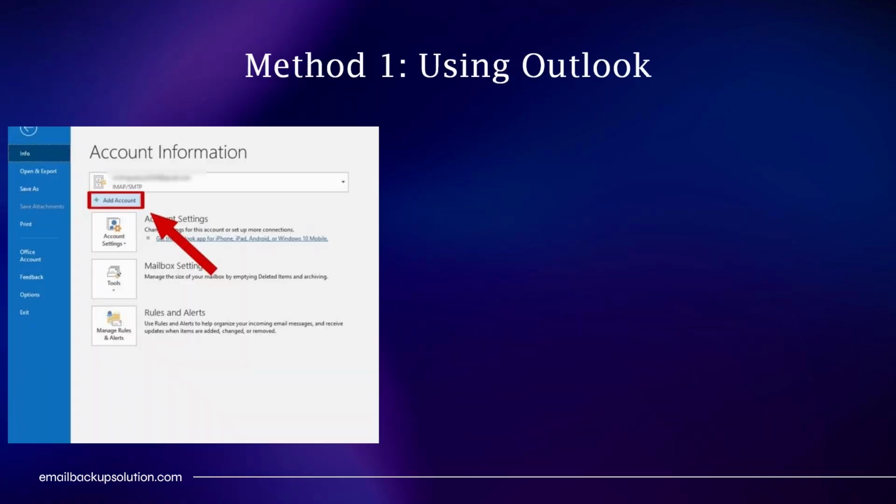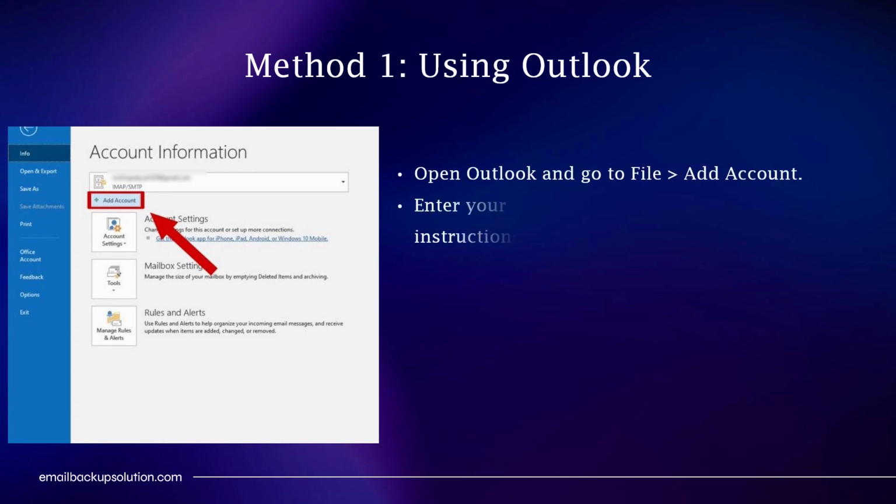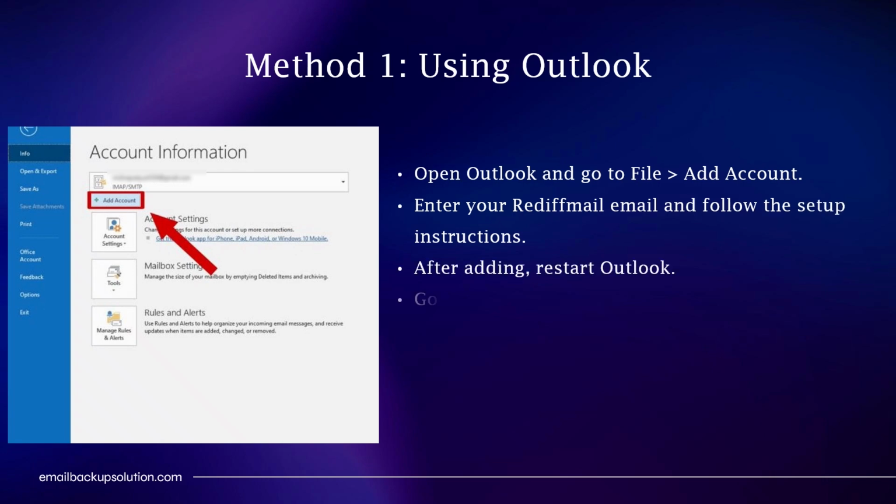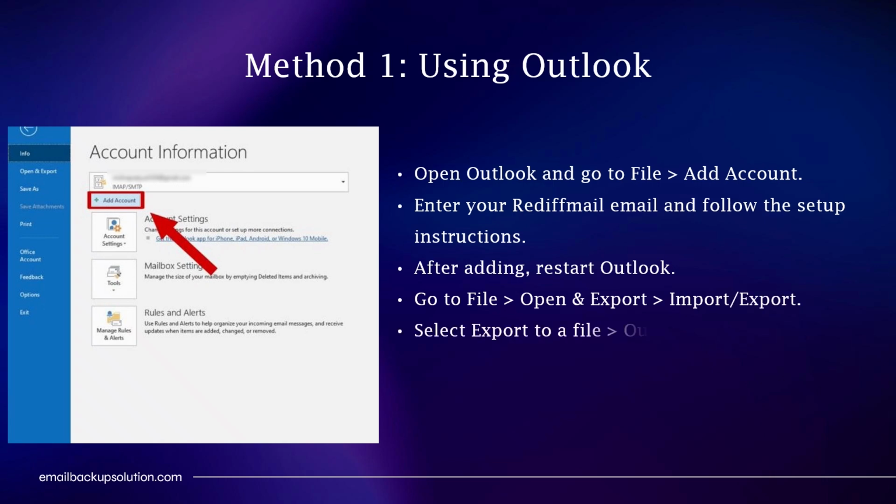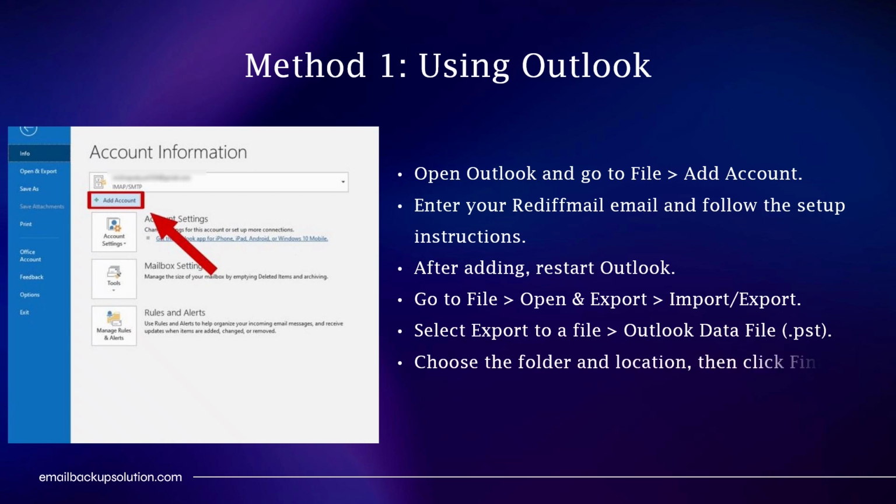For the manual method, open Outlook and go to File, Add Account. Enter your Rediffmail email and follow the setup instructions. After adding, restart Outlook. Go to File, Open and Export, Import Export. Select Export to a file, Outlook data file. Choose the folder and location, then click Finish.